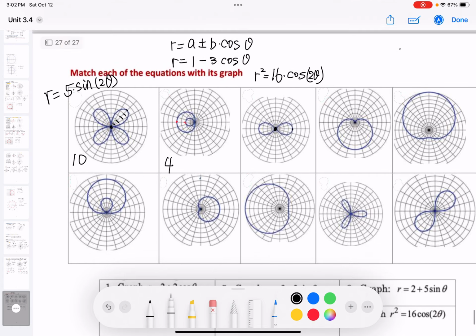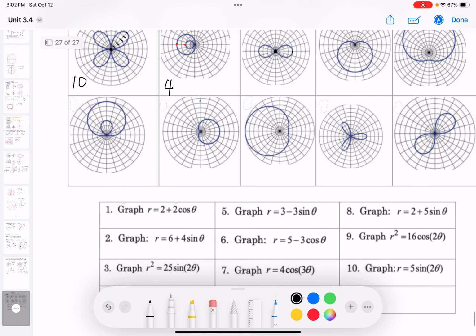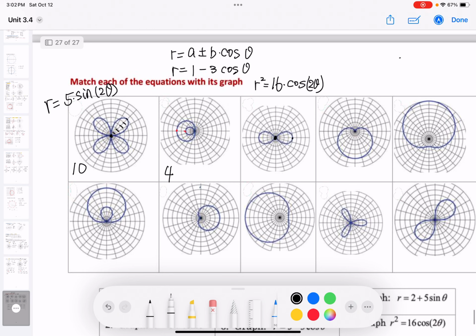And then let's match what the graph is. It is graph 9, so we can put the 9 here. And the next one is the heart shape.